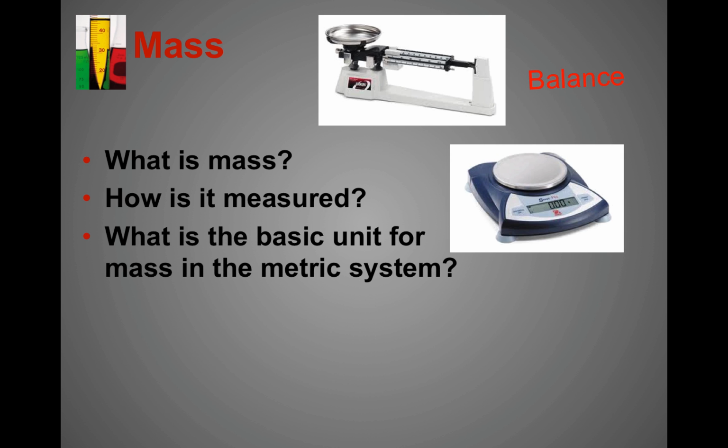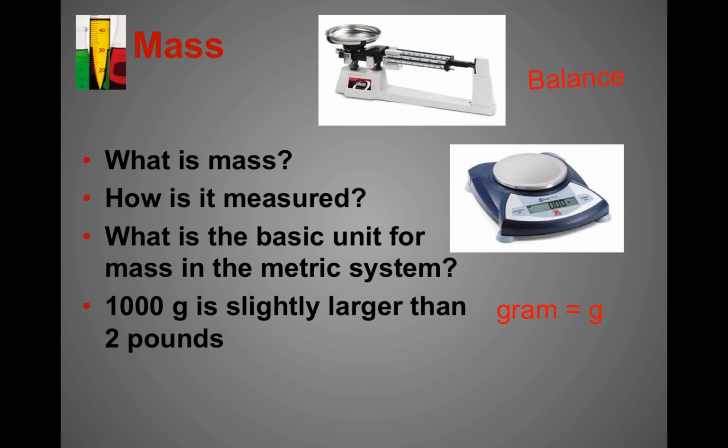What is the basic unit for mass in the metric system? The basic unit is the gram, abbreviated little g. Now, 1,000 grams is slightly larger than 2 pounds, and there are 454 grams in 1 pound. You should circle this because you're going to have to be able to convert between grams and pounds.